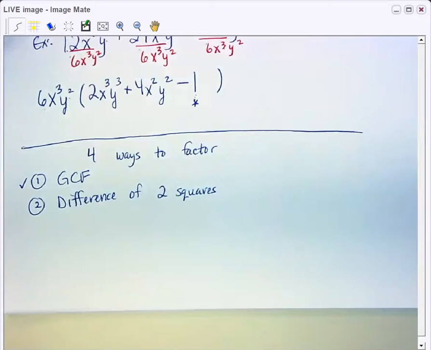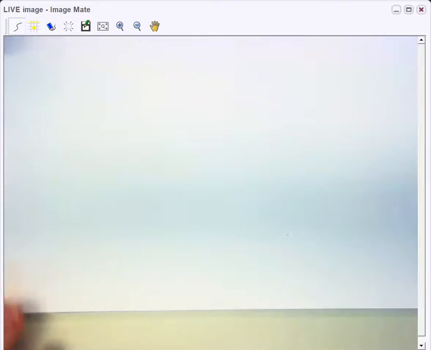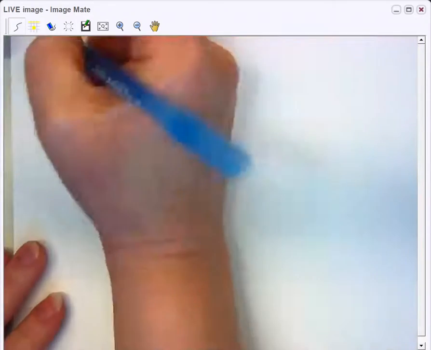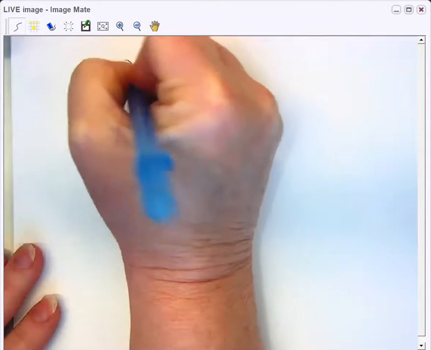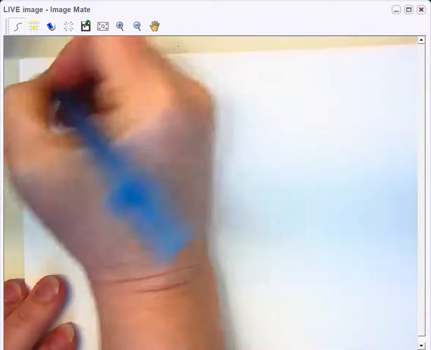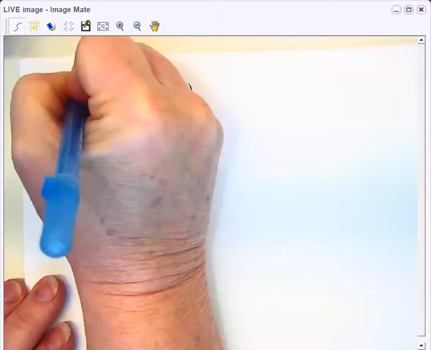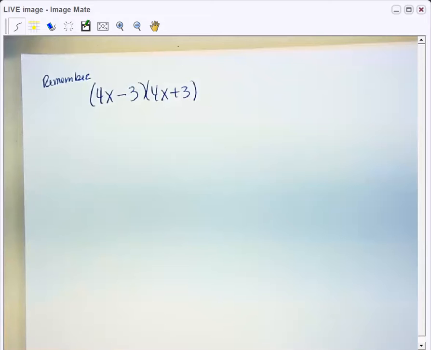Anybody still writing? Okay. So remember multiplying these. This was like one of the last things we did last week, I think it was. Okay, multiplying these.